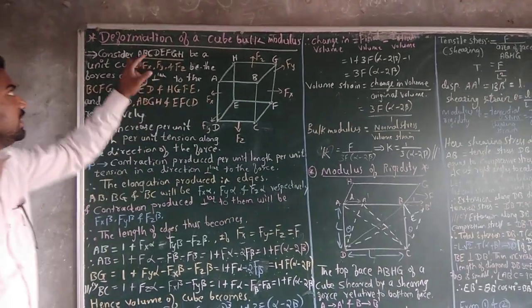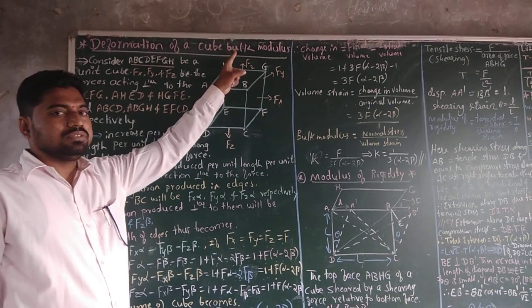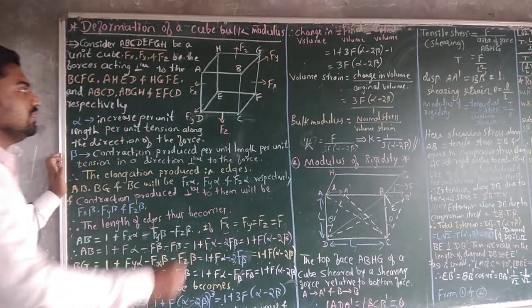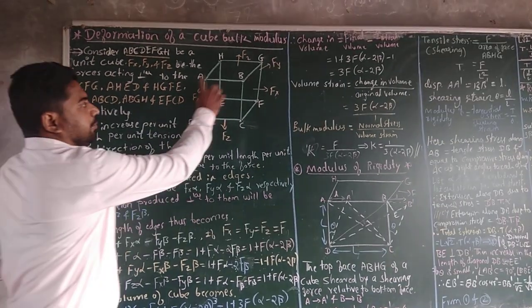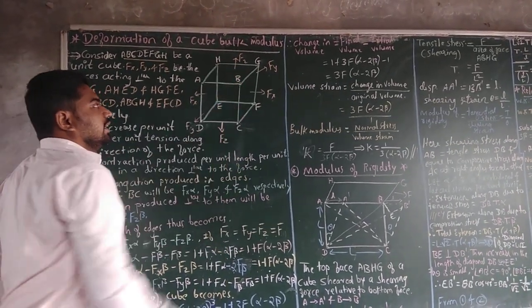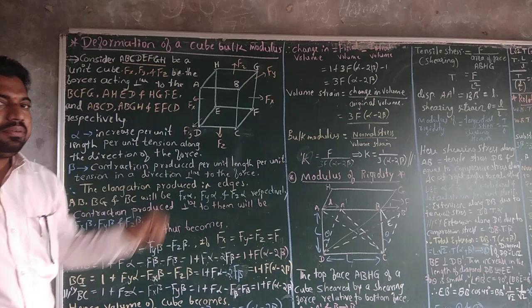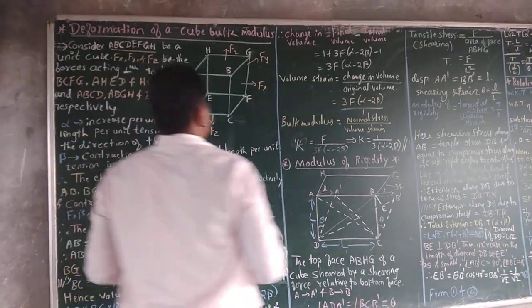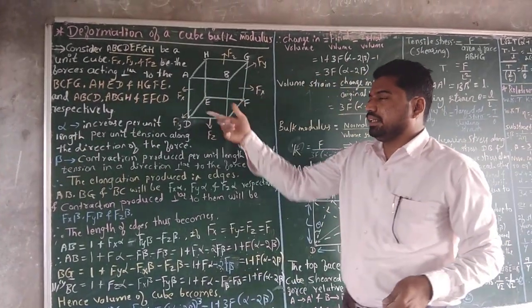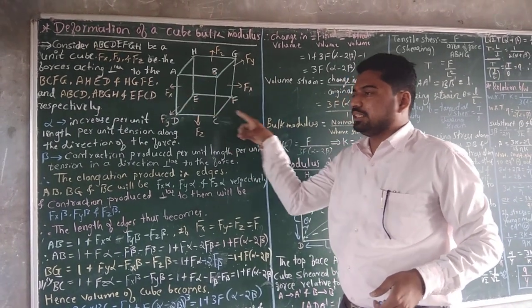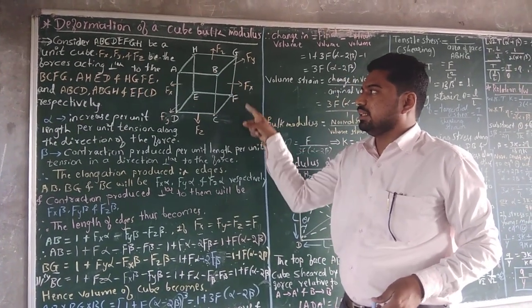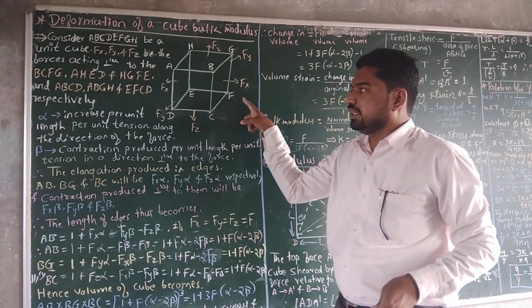Today we are going to discuss the deformation of a cube of bulk modulus. Now see here, consider one unit cube, that is A, B, C, D, E, F, G, H. This is the one unit cube in which the three forces, that is Fx, Fy and Fz, are acting on all the faces of the cube.